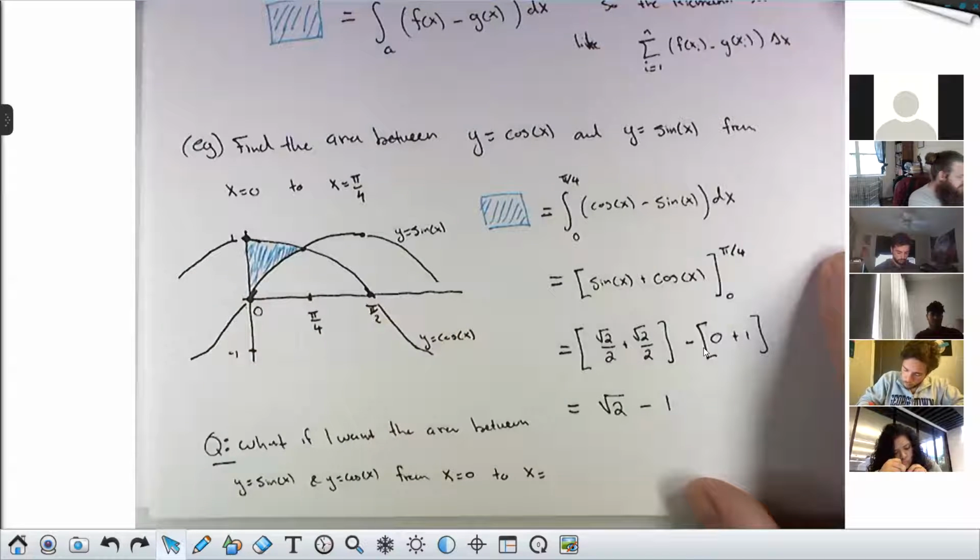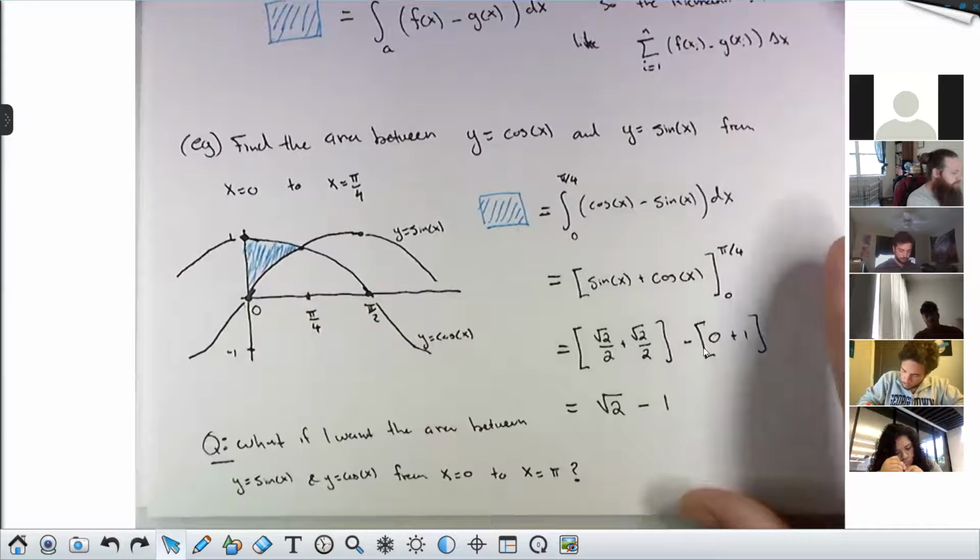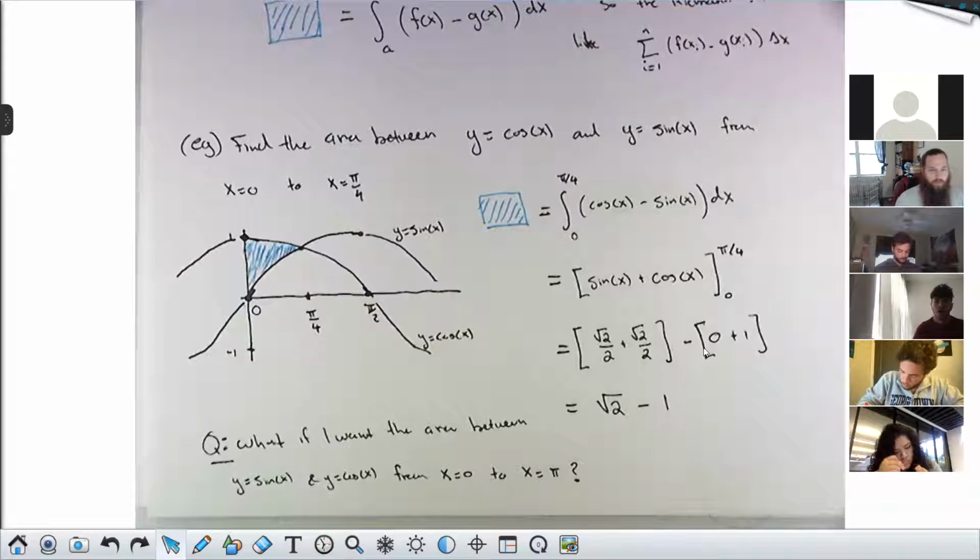So let's go from 0 to pi. Here's a question, right? Look down at the bottom there. What if I want to find the area between sine and cosine? Instead of from 0 to pi over 4, I want to go all the way from 0 to pi. I'm specifically choosing pi here.